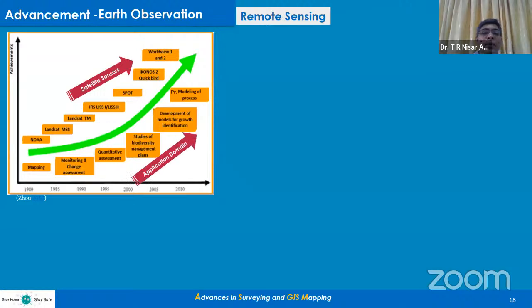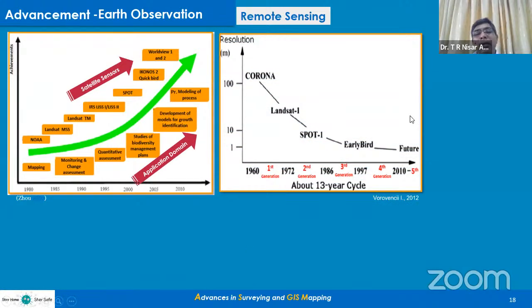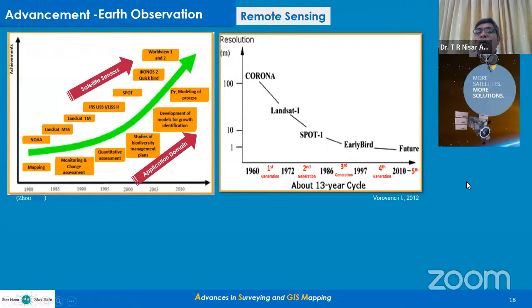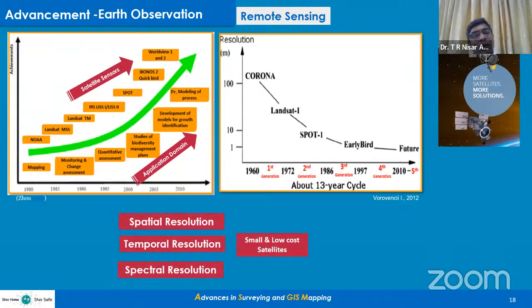Okay. So here is how the resolution first started: the Corona satellite, Landsat, SPOT, Early Bird, and then all the future ones. So the summary is more satellites, more data, more information, which leads to more solutions. At present, we have good spatial resolution, temporal resolution that can be done up to one day, and spectral resolution has gone to the ultra.